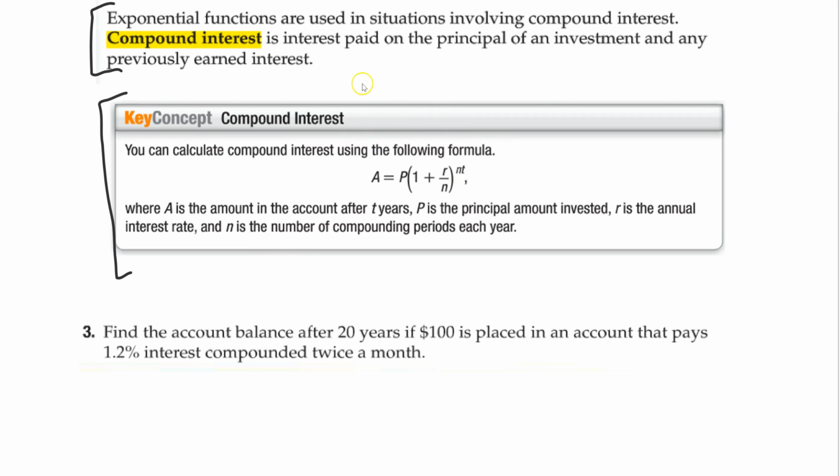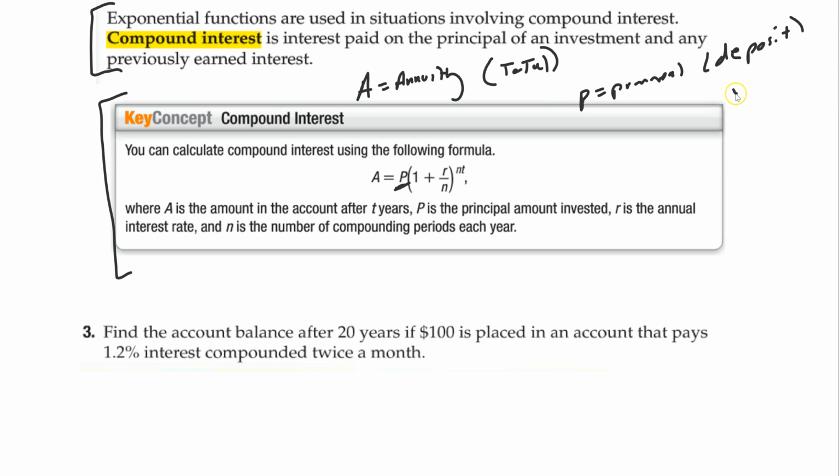Let's talk about what everything means. A is the annuity, which just means how much money you make, the total, like total money after so much time. P is called the principal, also known as the deposit or your initial amount. It's how much you put into the account. r is the rate, in decimal as always. t is time. n's a big one. n is the number of times they compound per year. So how many times do they actually calculate the interest?